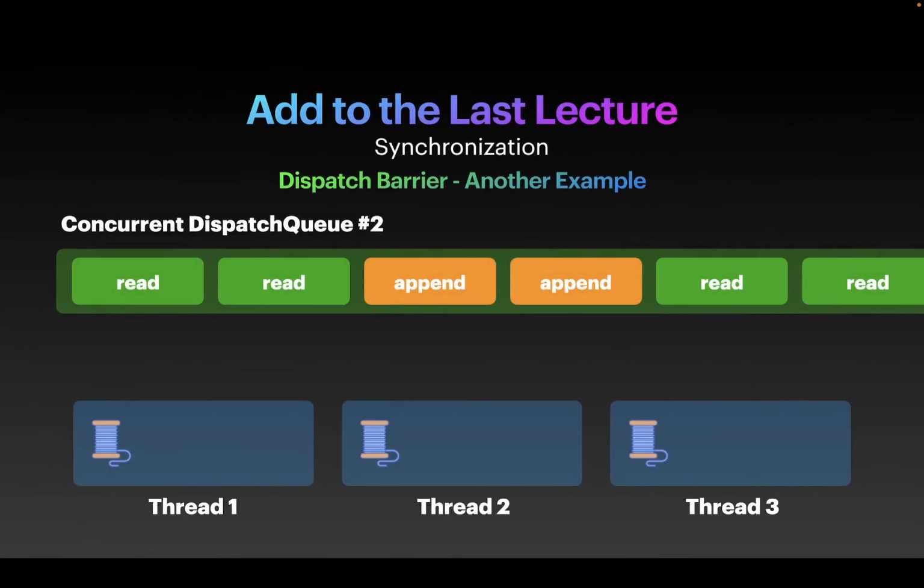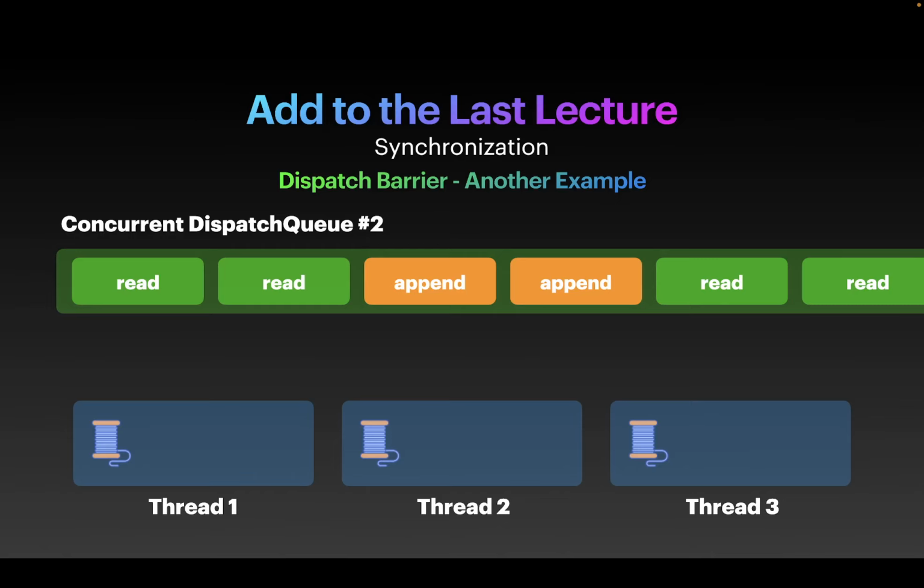Now, let's take a look at another example. In this case, we have two read operations followed by two append operations, and these two append operations are again marked as barrier, followed by two read operations. Again, assume right now for the dispatch queue we have 3 threads available to schedule things.